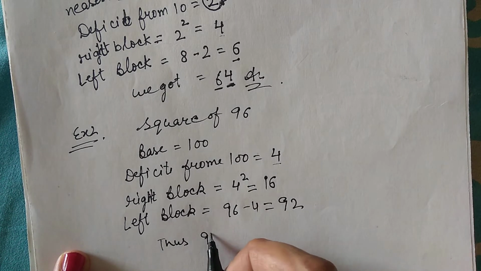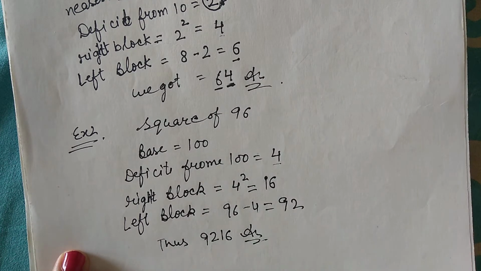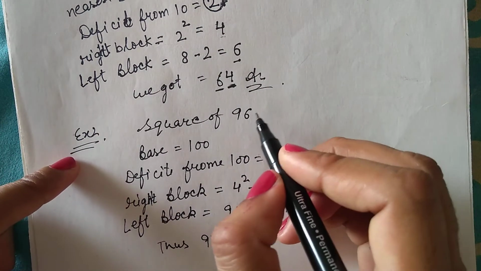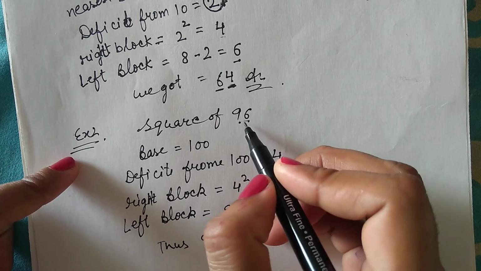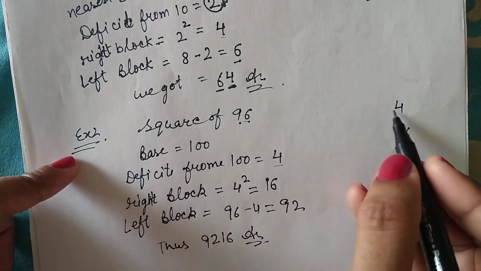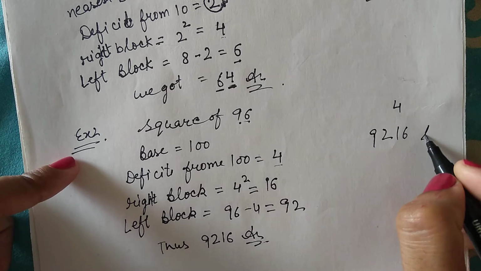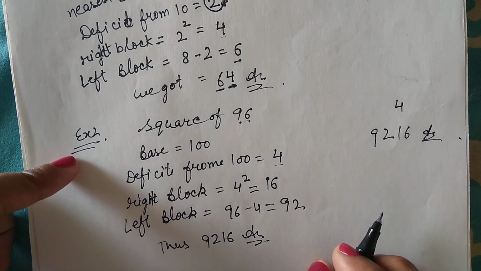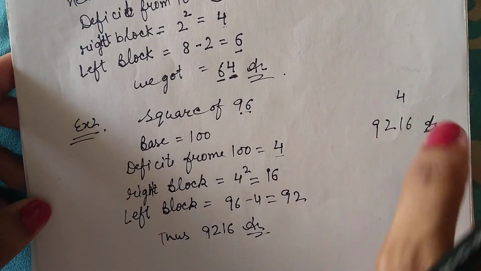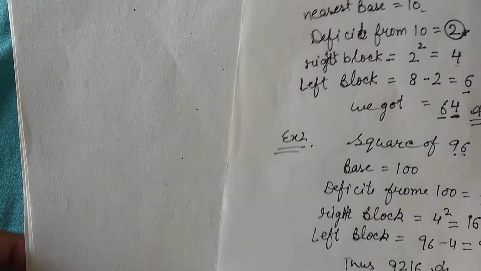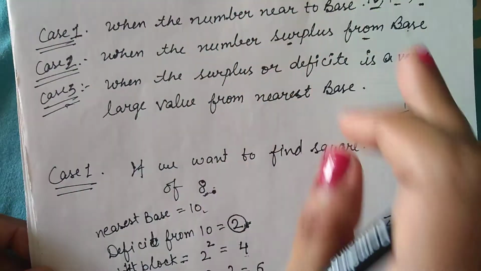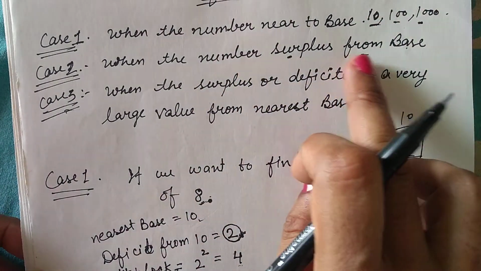Thus 9216 is our answer. In short, we see 96 is less than 100 by 4, and 4 square is 16, and 96 minus 4 is 92, that is our answer. With actual multiplication, that method takes so much time. This is case 1, when numbers are near to base, and now the case when numbers are surplus from base.